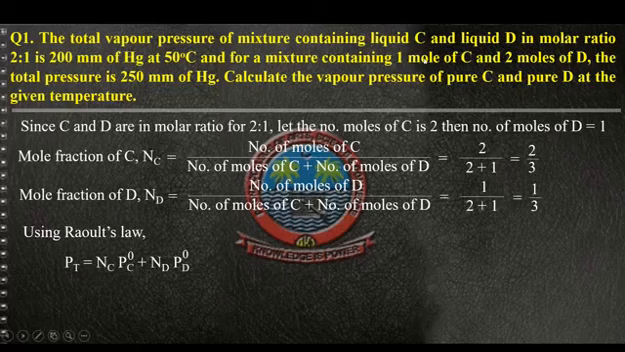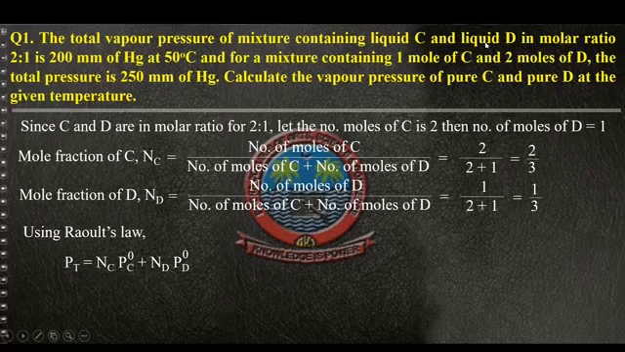सो इन दिस क्वेश्चन हमको मोल रेशियो दिए गए हैं, दो अलग अलग. जब आपके मोल रेशियो 2:1 है, द टोटल प्रेशर इज 200, एंड जब आपका मोल रेशियो इज 1:2, द टोटल प्रेशर इज 250. सो बेसिकली हम लोगों को पीटी दिया है, दो अलग अलग मोल फ्रैक्शन में हम लोगों को पीसी नॉट और पीडी नॉट निकालना है.